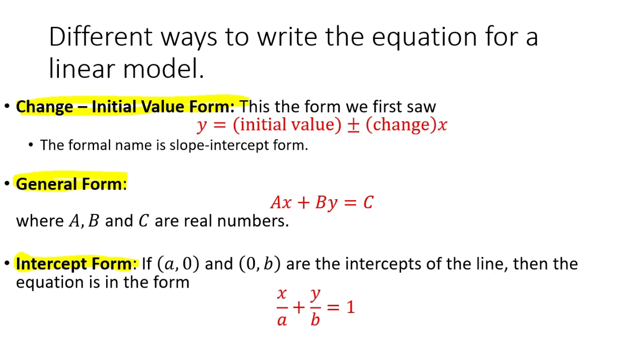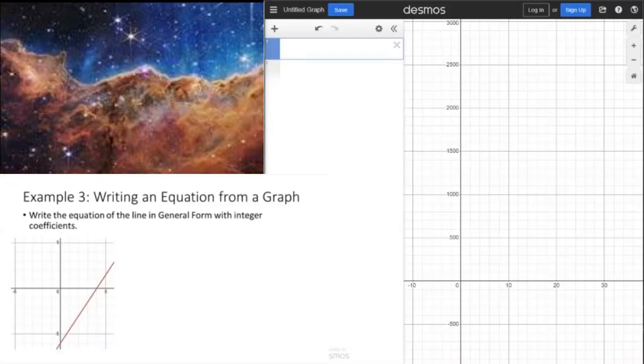Now, this is a special form of the general form. It's not the most appealing to look at because of the fractions, but we'll see how after we have the intercept form, we can quickly get to general form. In this problem here, we're going to write an equation from the given graph. We're going to leave our equation in general form with integer coefficients.